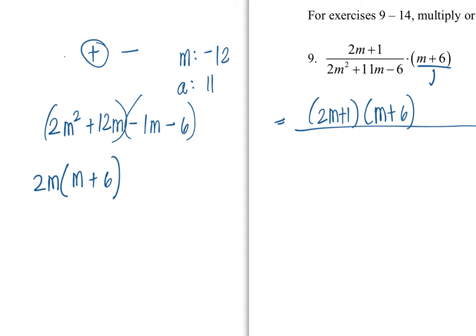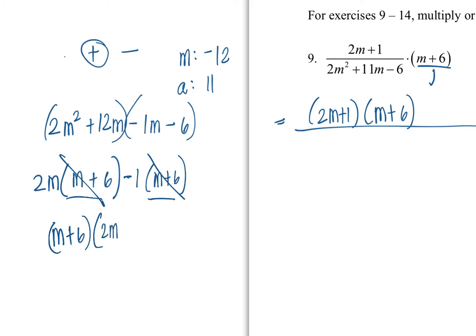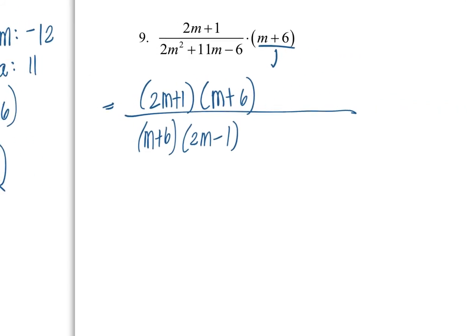Okay? Now, on the negative 1m minus 6, there's not really a GCF. There is a leading coefficient of negative 1, so if you factor that out, you would be left with m plus 6. Well, notice that m plus 6 is what we're left with in both cases. So if you pull out a GCF of m plus 6, you're left with 2m minus 1. So m plus 6, 2m minus 1. And there's a factor of 1, but you don't have to write that there.